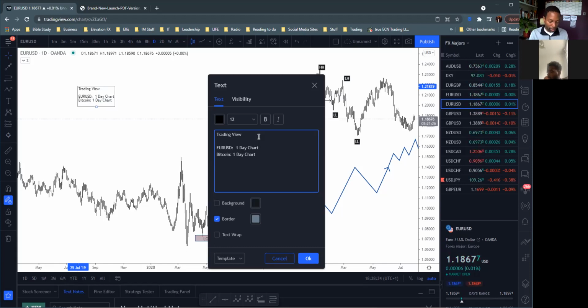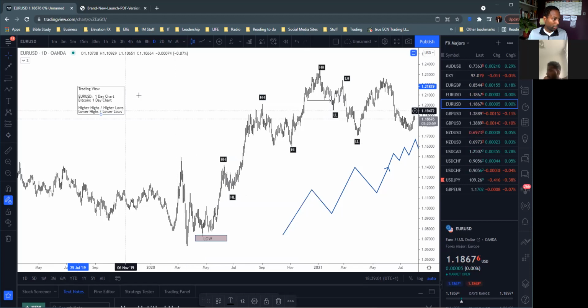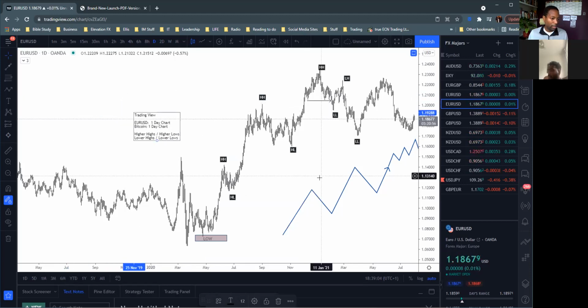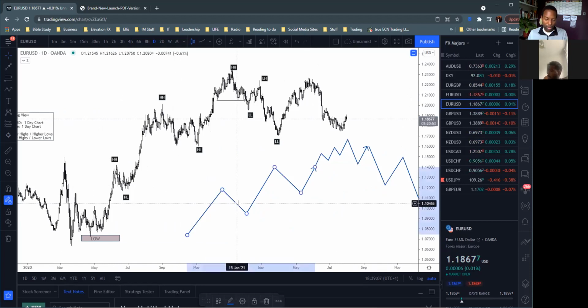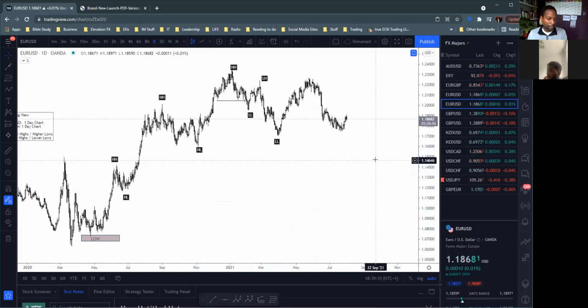If you can simply mark out your higher highs and higher lows, just aim for the peaks and the troughs. And definitely on Bitcoin, you will see a series now of lower highs and lower lows. So please mark those out in the same way as you see me do it here on the chart. I'm going to delete these off for now. So mark out the low and the series of higher highs, higher lows, higher highs, and higher lows.